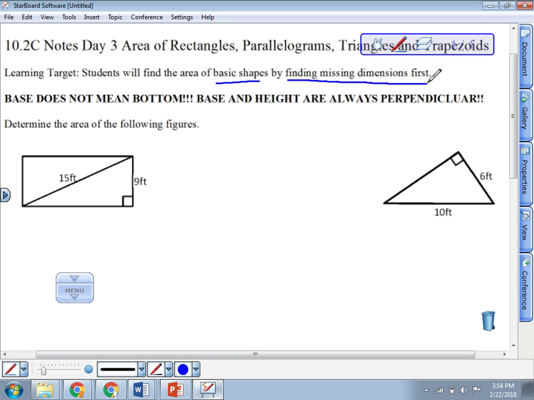Base does not mean bottom. We talked about that. And this is the key idea: base and height are always perpendicular. Again, that makes a 90-degree angle. Again, base does not mean bottom. I know you've probably heard that before, but get that out of your head.